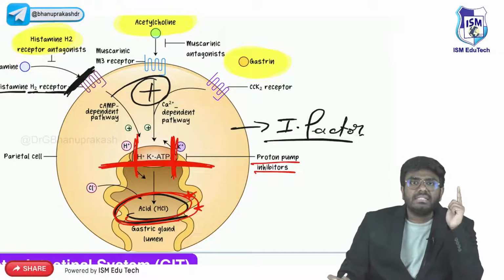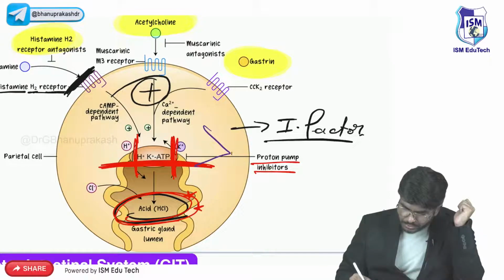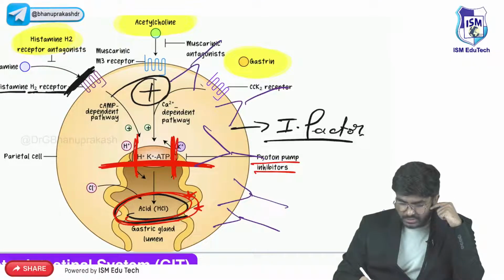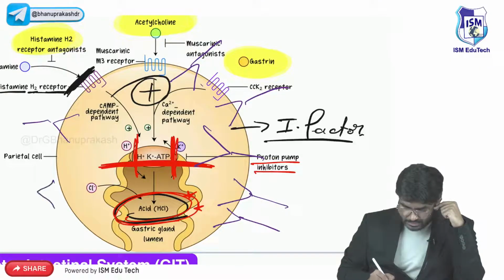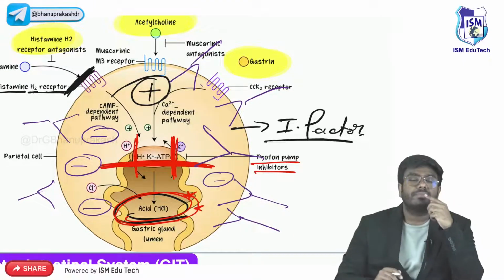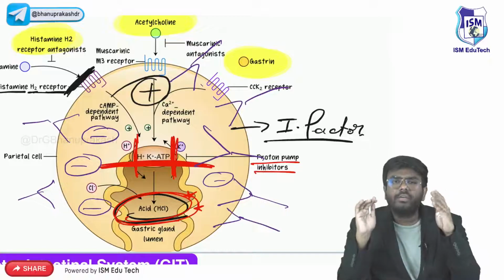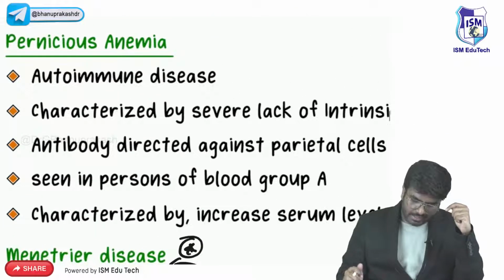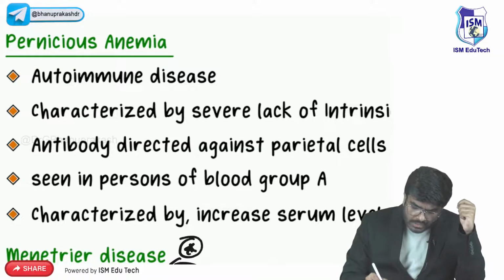Now there is a condition where the patient is producing antibodies. The patient is producing antibodies, meaning autoimmune disease. These parietal cells at the end of the day are getting damaged. The parietal cells are neutralized, gone, damaged. Can you tell me what this disease is called? This disease is called pernicious anemia. What is this pernicious anemia?